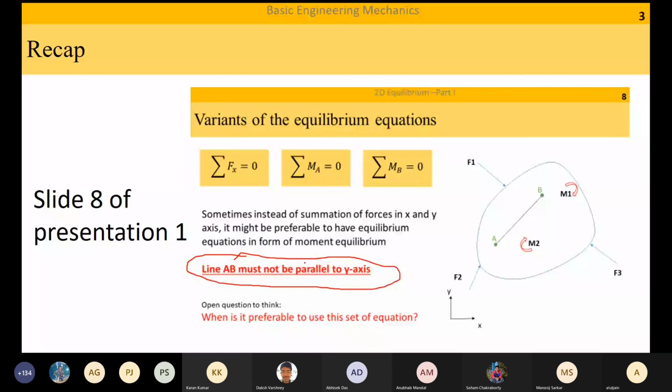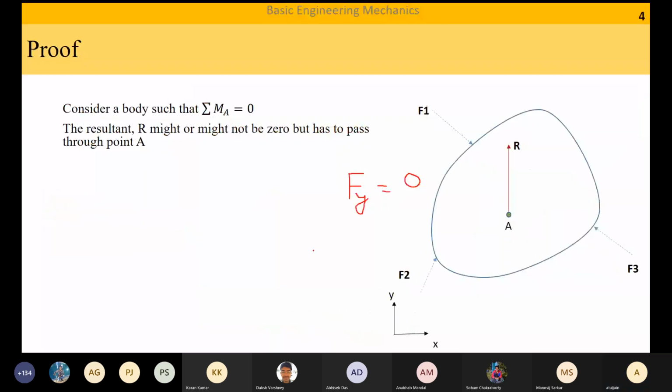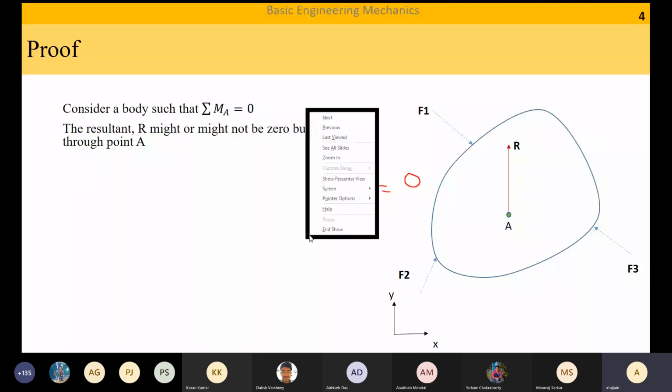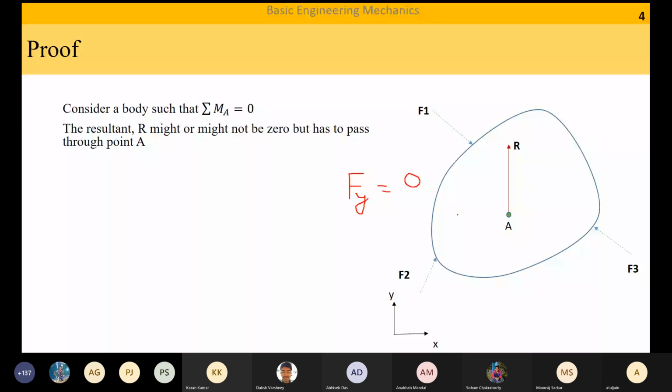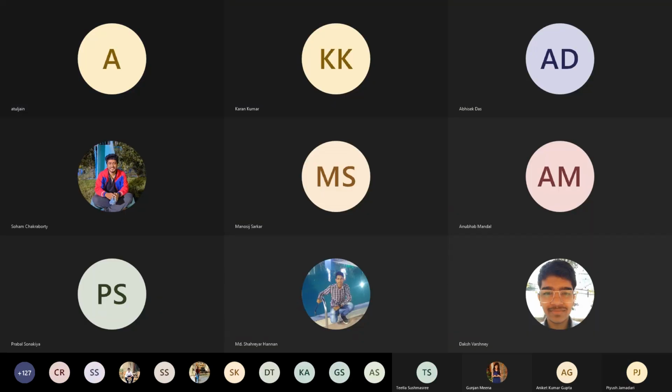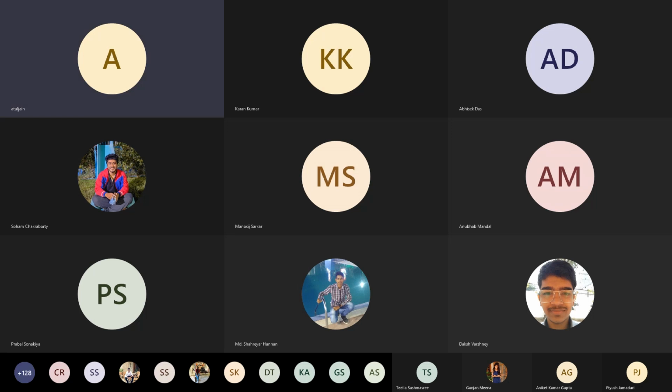Now, let us. So imagine that you have a body. So please ignore this. Now, let us imagine that you have a body which is subjected to forces F1, F2, F3. Or please give me 1 minute. I'm stopping the share. I think this will lead to problem. Please give me 1 minute. I am deleting all the annotations.